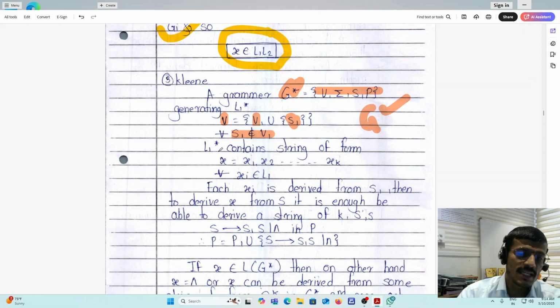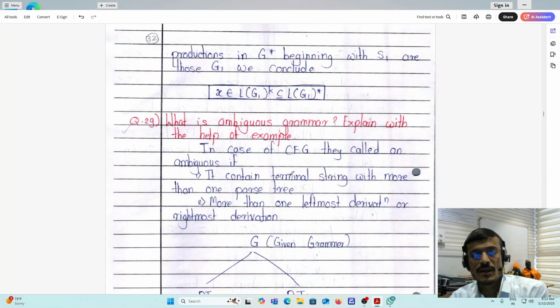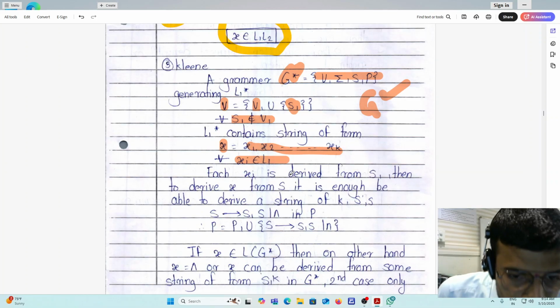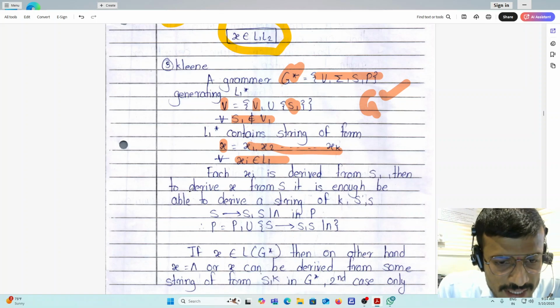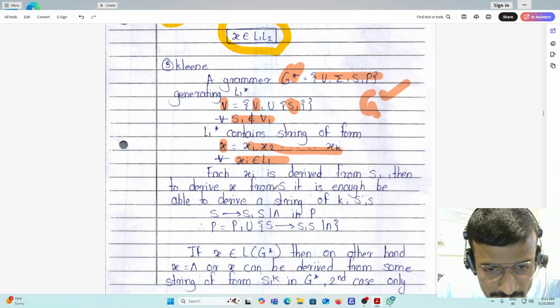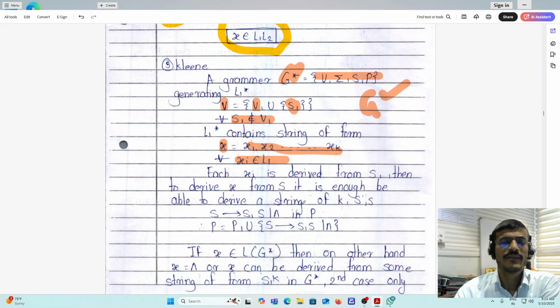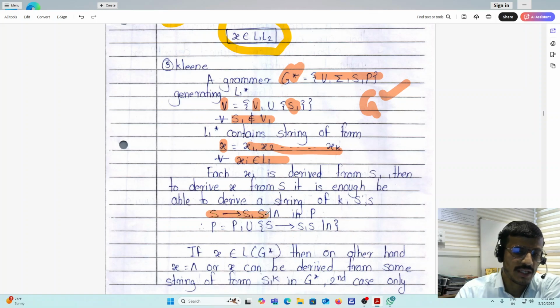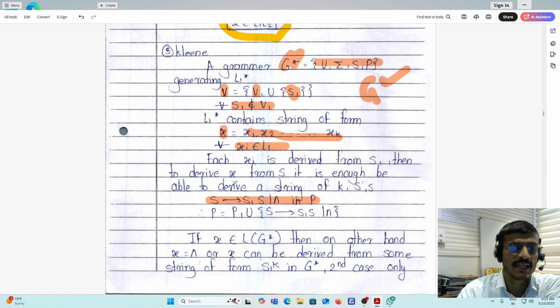Now in the case of concatenation, what we have taken is X equals X1, X2 and so on up to Xk, where Xi belongs to L1. Now each Xi is derived from S, so to derive X from S, it is enough to be able to derive a string of K, comma S, S. So S tends to S1 S or null in P. So that is again important terminology.